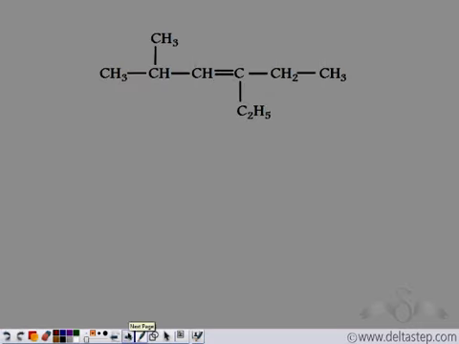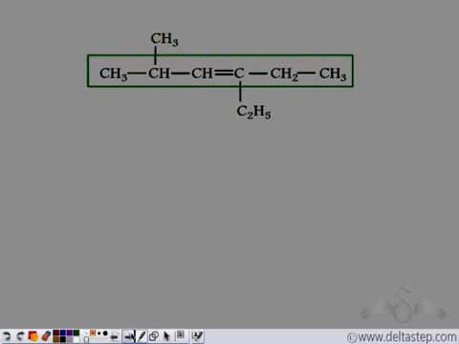Let's do another example. We are given this organic compound. The first step, find the longest carbon chain containing the functional group. Now where should we start the numbering from? Let's see, 1, 2, 3. If we start the numbering from left, the double bond gets position number 3. If we start the numbering from right, 1, 2, 3, again, the double bond is getting position number 3. So in this case, the functional group is getting the same number.